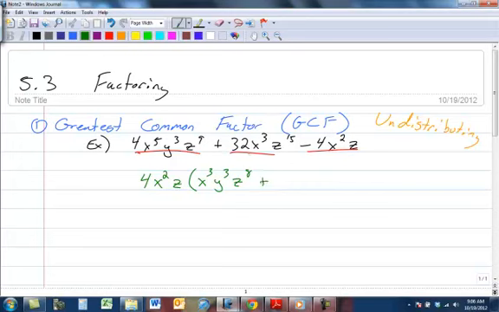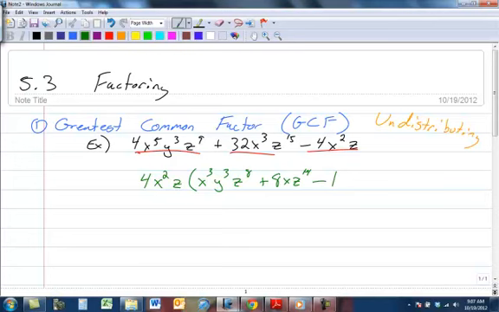Plus, we go on to the next term. 32 divided by 4 is 8. There were 3 x's. We took 2 of them, so there's 1 left. There were 15 z's. We only took 1, so now it's z to the 14th power. Minus 4 divided by 4 is 1. I'm going to put that 1 here this time. X squared divided by x squared. Well, there were 2. We took 2, so there's none of them left. There was a z. We took it. There's none of them left.